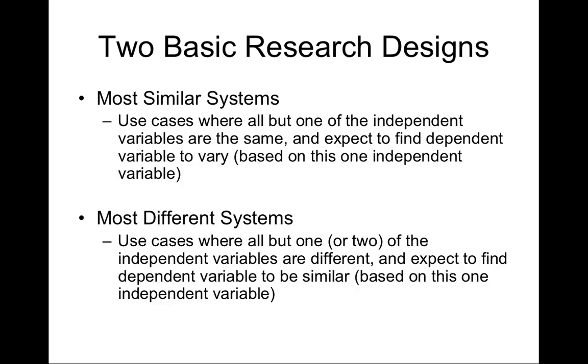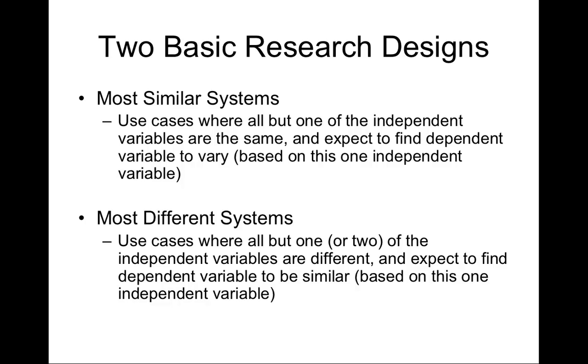Now, there are two basic research designs, and we'll come back to quantitative versus qualitative issues later. The first one is a most similar systems design. Here, you use cases where all but one of the independent variables are the same. And you expect to find the dependent variable to vary based on this one independent variable, which is sort of your chief hypothesis, if you will. It's your main thesis. And the other ones are sort of alternative explanations that you're trying to test.